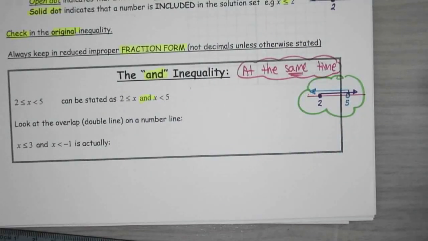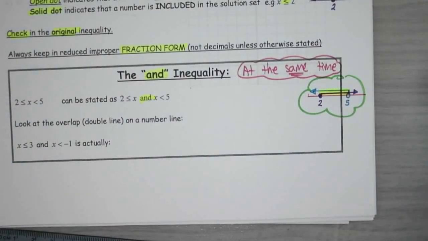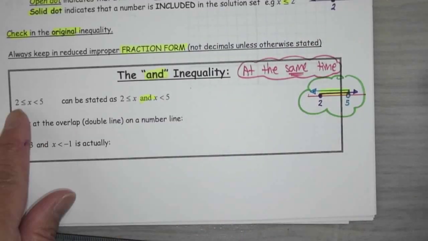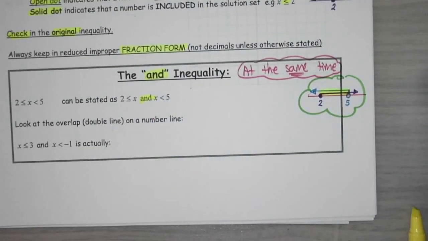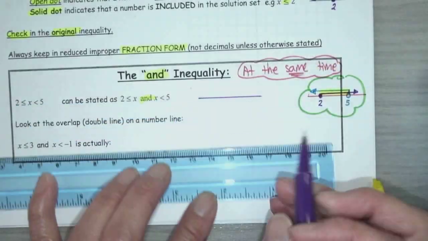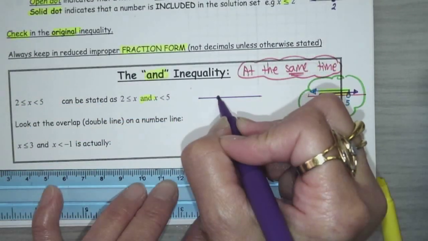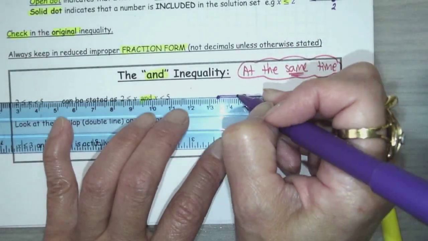That is a double line, which is here. Does that make sense? You see the blue and the purple at the same time. So and means at the same time. That's why we know it's between the 2 and the 5. So my actual number line answer would look like this. That's why together it would be solid 2, open 5, and it's between it.